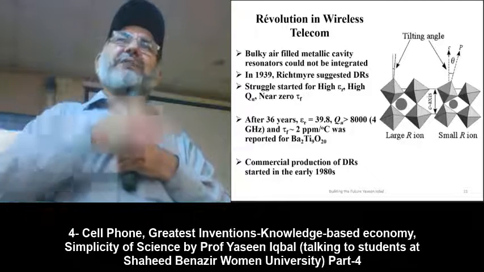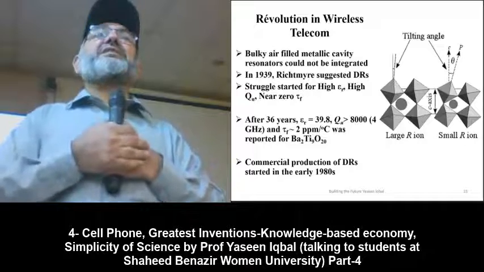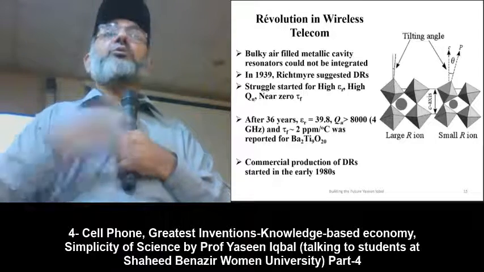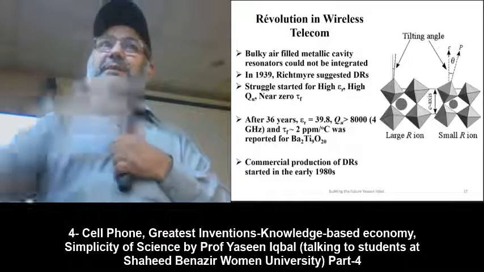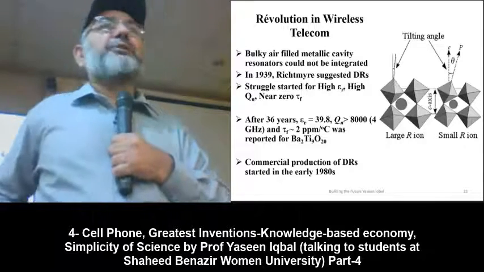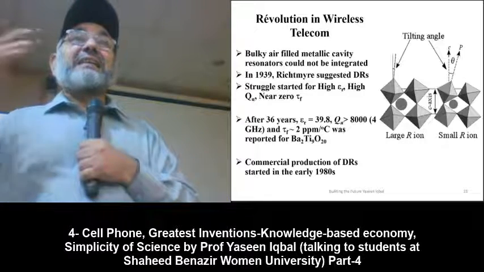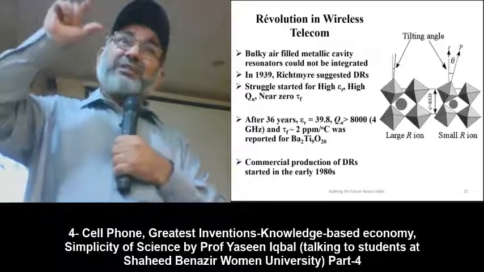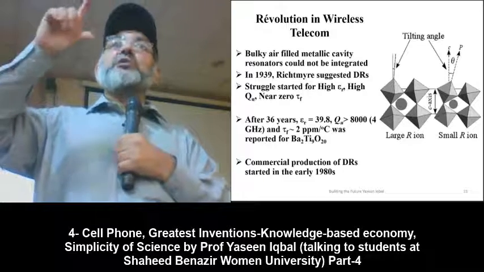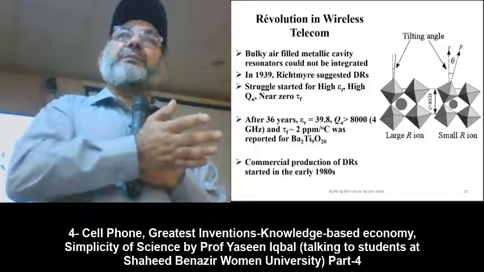In 83 or 85, Motorola had commercialized their first cell phone. So what do you need from a cell phone? The first thing is that it is portable. You can put it in your pocket. And it is physics that the size of the circuit is inversely proportional to the square root of the dielectric constant of a material.